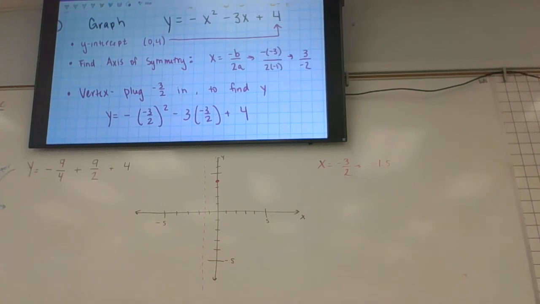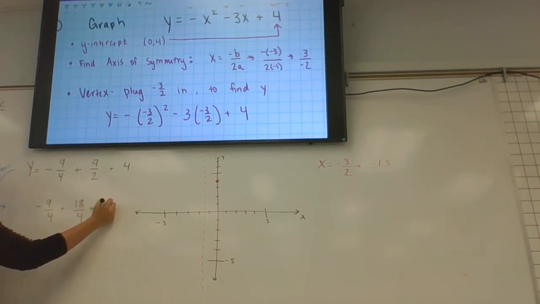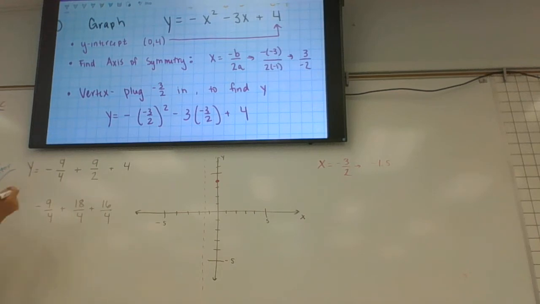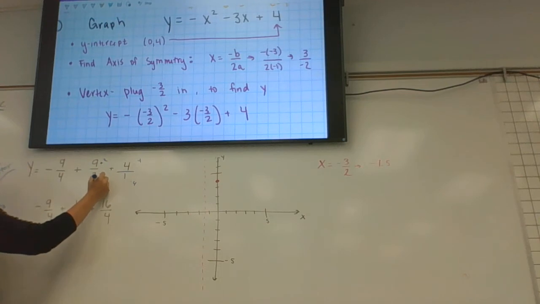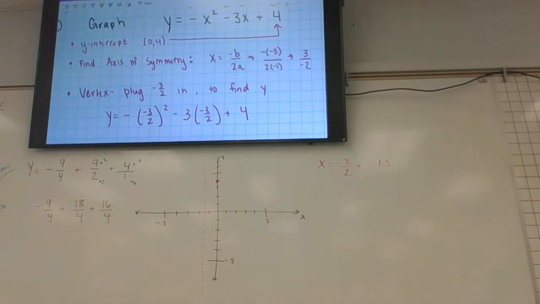If you really want to be successful, you should know how to do all this fraction work by hand. So I got negative 9 over 4 plus 18 over 4 plus 16 over 4. Because I have to multiply that top and bottom by 2 and this top and bottom by 4. And we'll do fractions all year. So working them now and getting comfortable with them now is like an investment for second quarter, third quarter, fourth quarter. They don't go away.